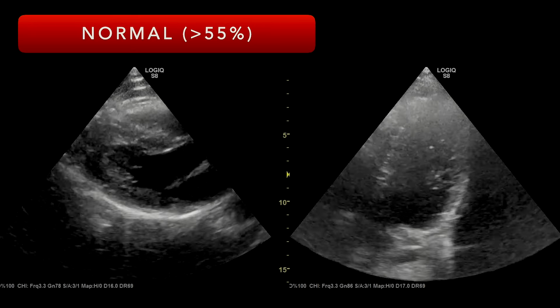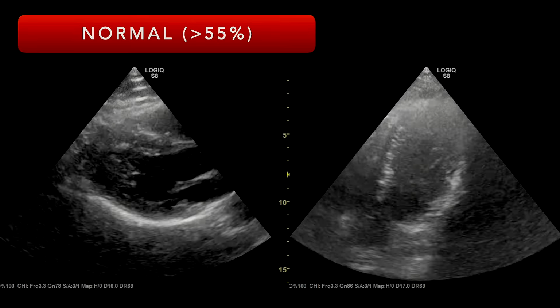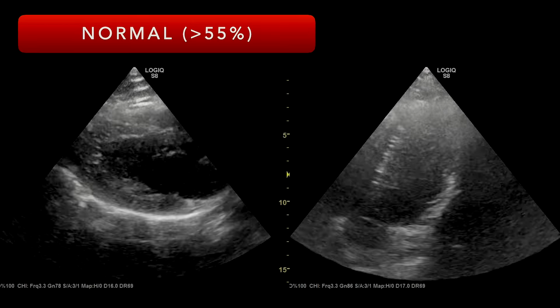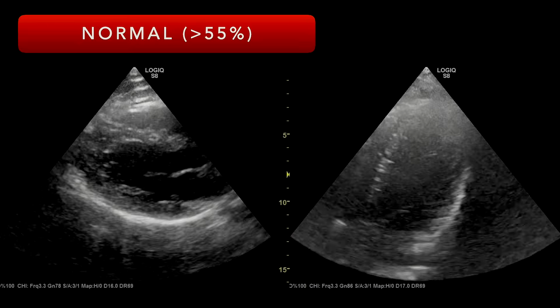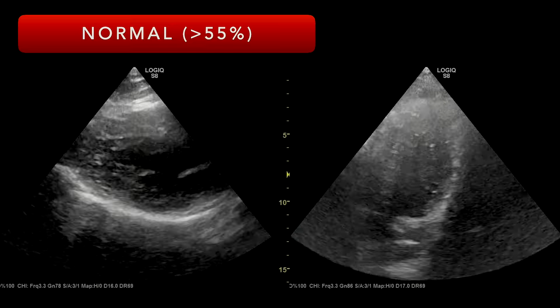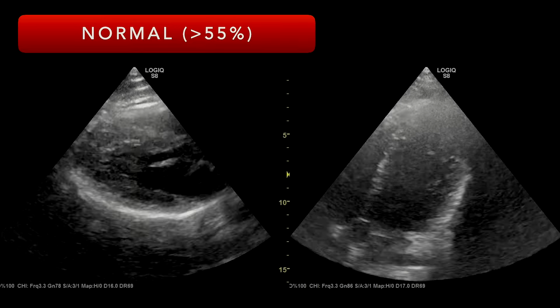So how to interpret these findings? Let's break this down. So here is an example of normal, right? And we're defining normal as above 50 to 55%. And so if you think about it, the heart is not 100% efficient, right? It doesn't pump out every ounce of blood that it can on every single beat.